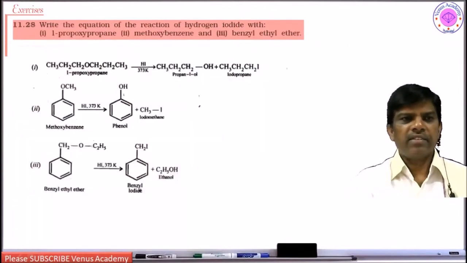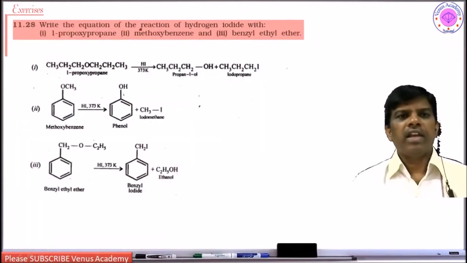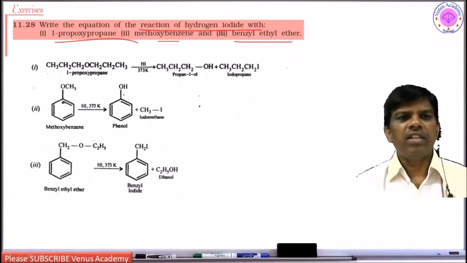Yes students, next, write the equation of reaction of hydrogen iodide with 1-propoxypropane, methoxybenzene and benzyl ethyl ether. So propoxypropane, how will you prepare? Reaction of hydrogen iodide, where is it going to break? Yes students, the primary alcohol part is going to take up iodide. In the methoxy case, is it going to break at this position to take iodide? No. It is going to break this side, so it is going to give methyl iodide.